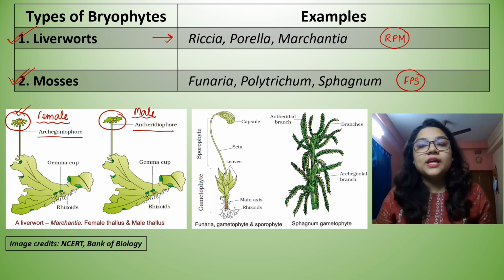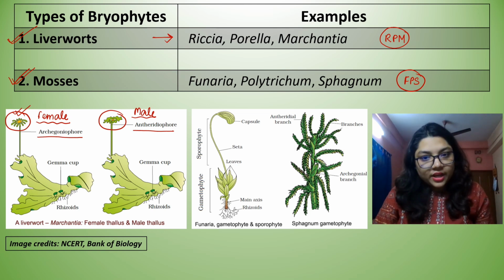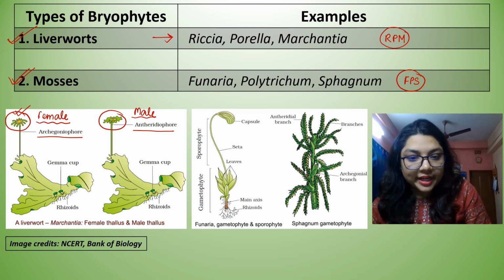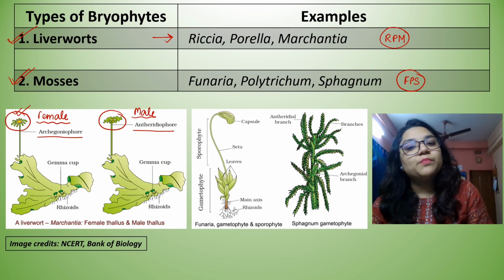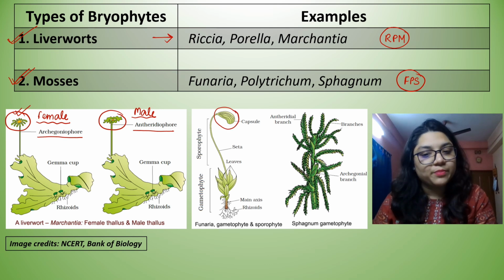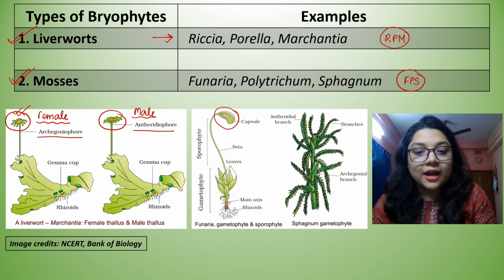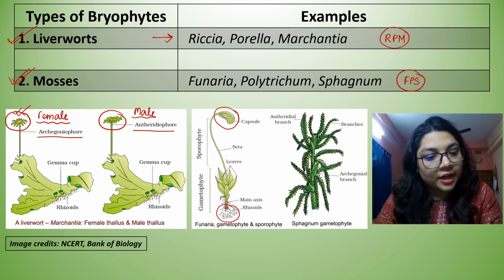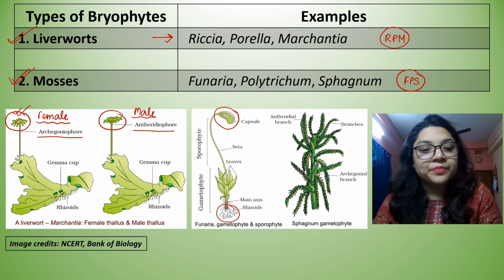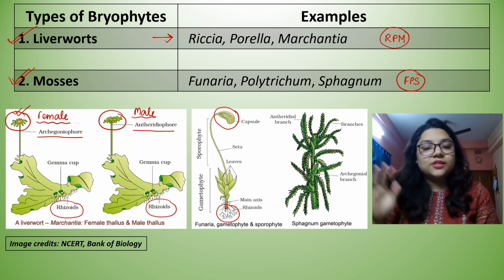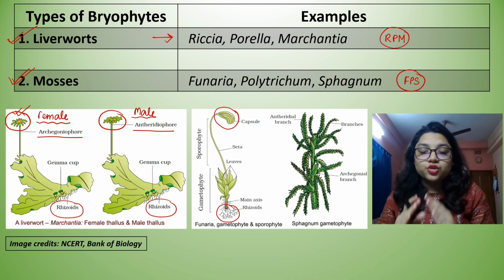Then what comes in mosses? FPS, that is Funaria, Polytrichum, Sphagnum. Here we are given diagrams. First of all, Funaria, where the gametophyte is present and on top of that the sporophyte is present. At the end of the sporophyte, notice the capsule is present. Right at the bottom, again, rhizoids are present. In your bryophytes, both liverwort Marchantia as well as Funaria, you will find rhizoids. These are root-like structures, but they are not true roots.